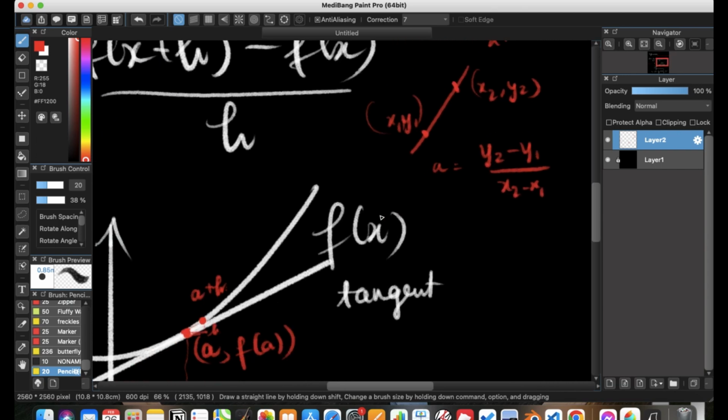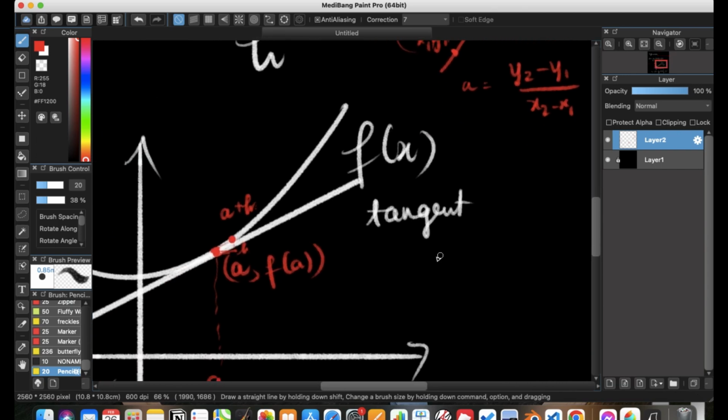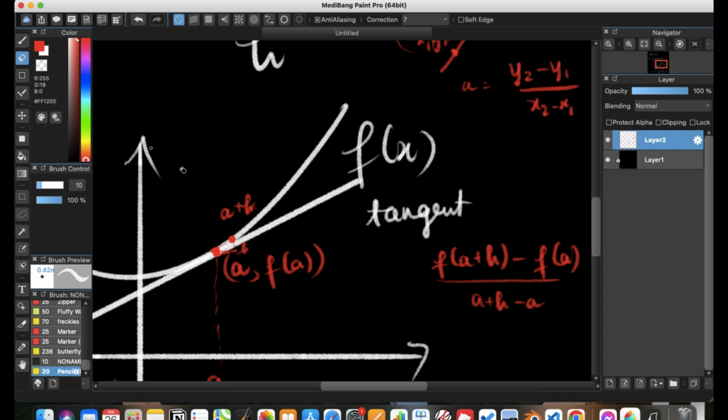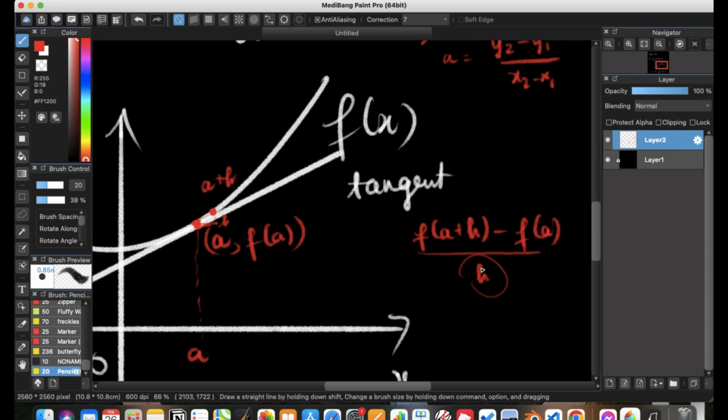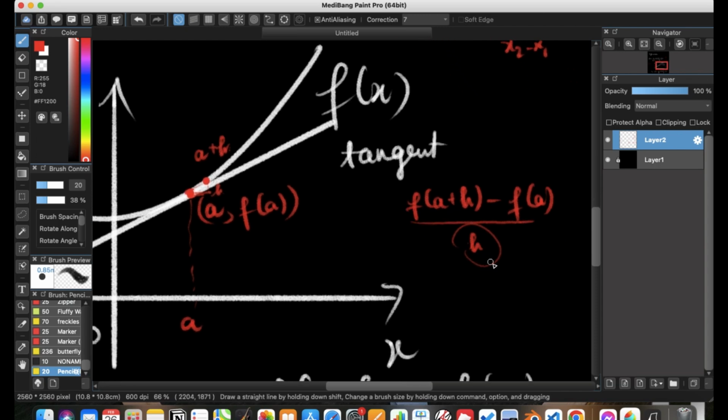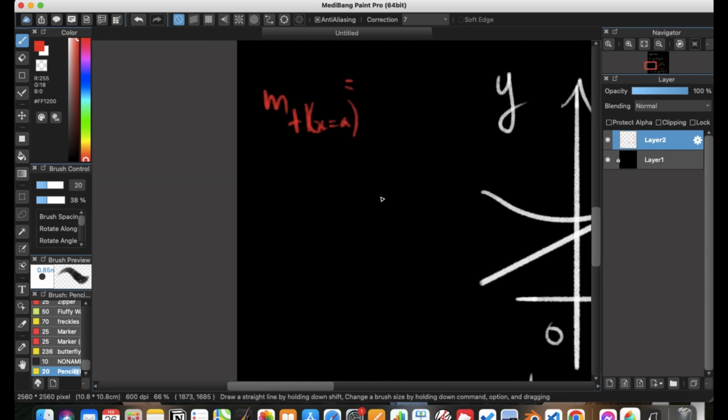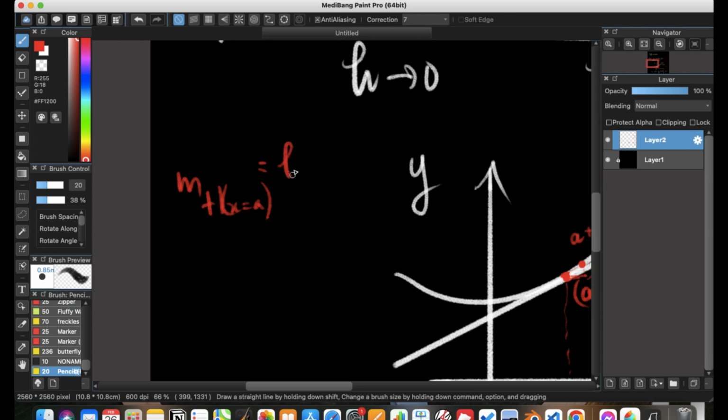And here we're going to do the same thing. We're going to take this over this. So this will be equal to h, right? So basically, this is the slope of it. But remember that it's only right when this value is being close to 0. So that's why we're going to rewrite it as a limit.